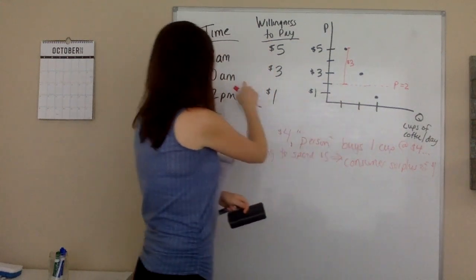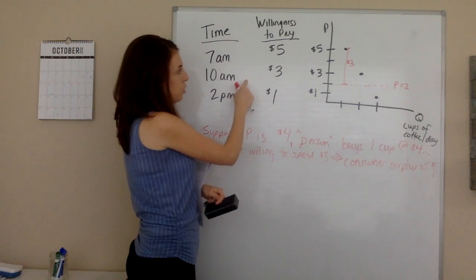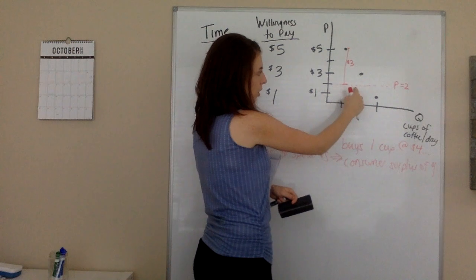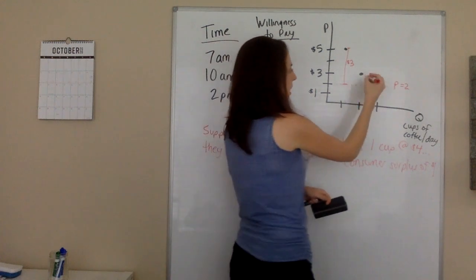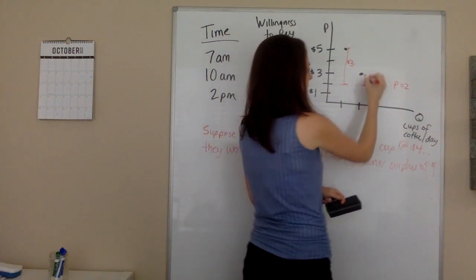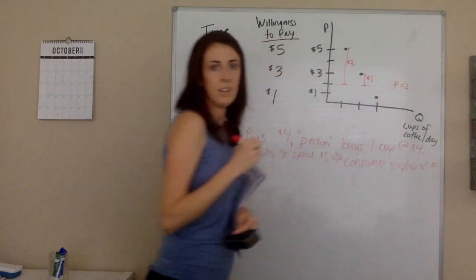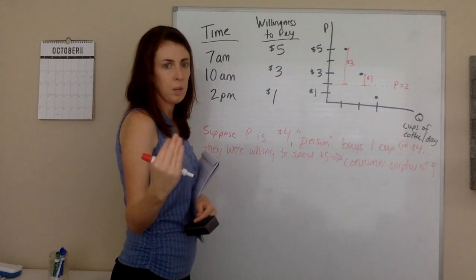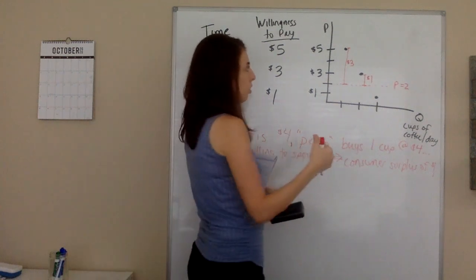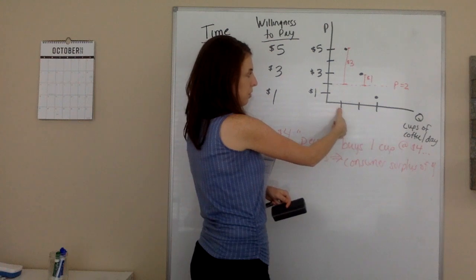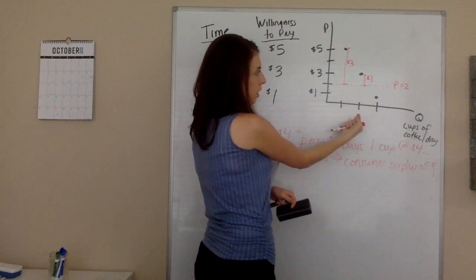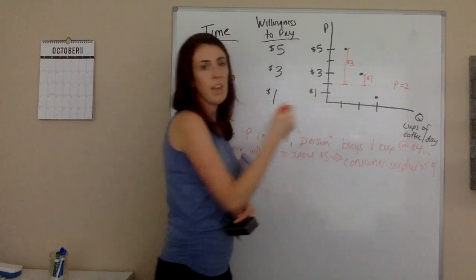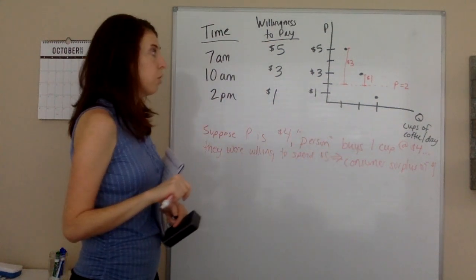For the second cup they get at 10 a.m., they're willing to spend $3. They only have to pay $2. So when they get this second cup at 10 a.m., they have a consumer surplus of $1. And so what we see is that over the course of the day, if the static price of one cup of coffee is $2, in total, they got $3 of consumer surplus early in the morning. They got $1 consumer surplus later in the morning when they got their second cup. So in total, they have a consumer surplus of $4.